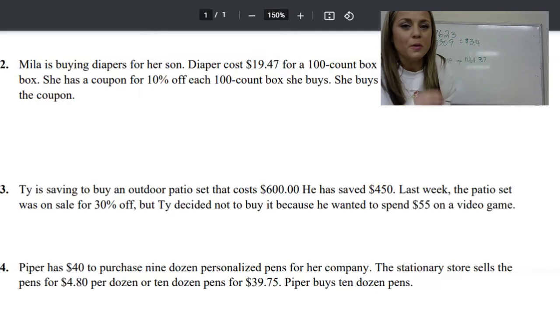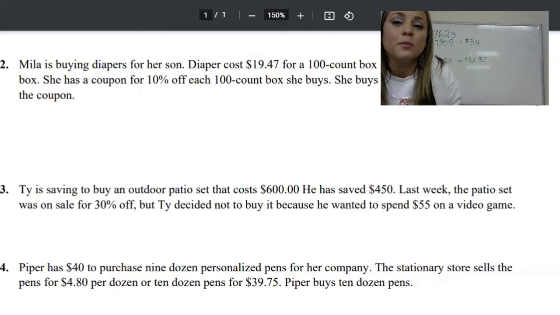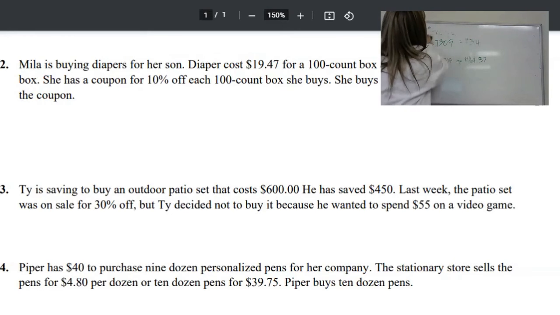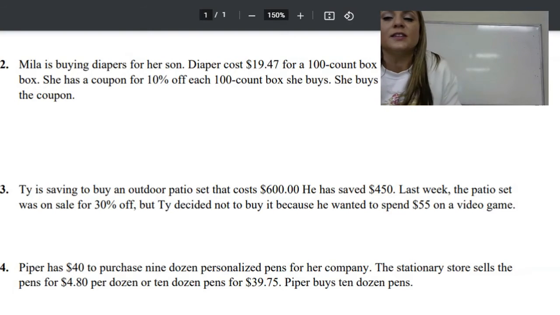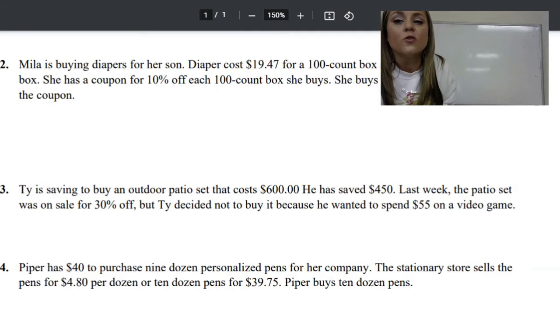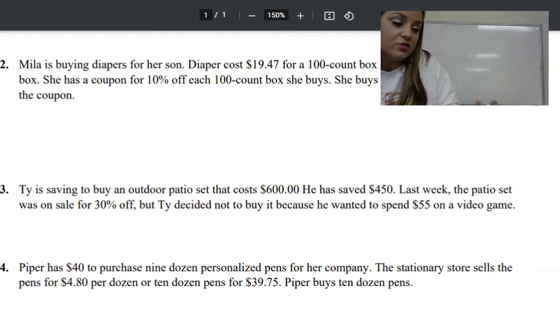So let's look at number 2. Mila is buying diapers for her son. And let me erase what I got up here from the last problem. Sorry. Okay, diapers cost $19.47 for a 100 count box. So you can get 100 diapers for $19.47 and $44.11 for 276 count box. She has a coupon for 10% off each 100 count box she buys. She buys 2 100 count boxes and uses a coupon.